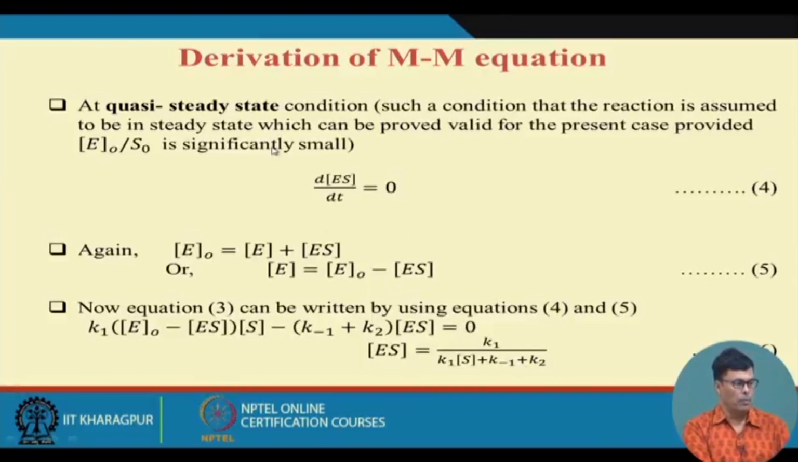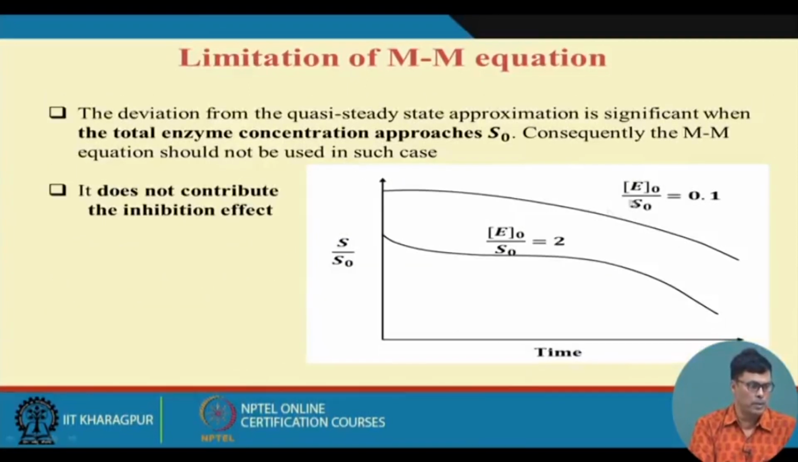Now, they assume one quasi steady state condition. Quasi steady state condition is very interesting. Here we can see that if we plot the S by S0 value, what is S? Substrate concentration at time t. S0 is the initial substrate concentration. Now, if the E0 by S0 value is minimum, then the profile will be like this. But as the E0 by S0 value increases, it is deviating like this. It is not of this pattern.